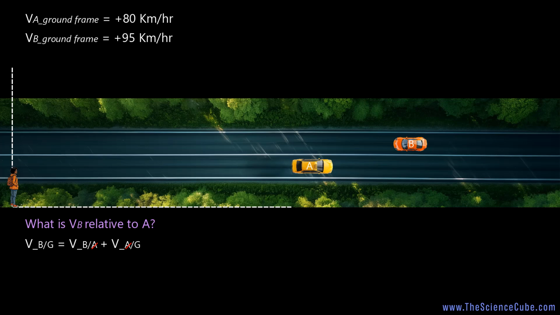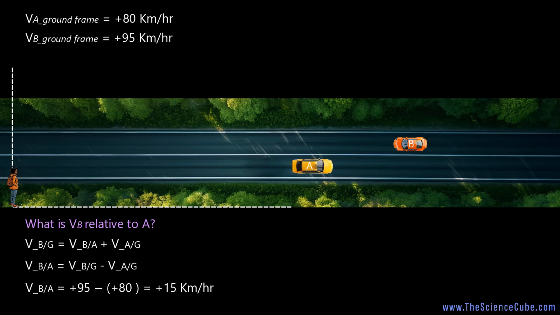Then, using this equation, we can say VB/A equals VB/G minus VA/G equals positive 95 minus positive 80 equals positive 15 kilometers per hour. The other car is moving at 15 kilometers per hour forward relative to you, which matches your intuition that it slowly overtakes you. Now, flip it.